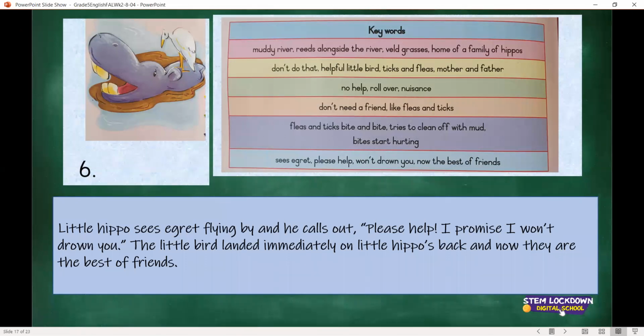Okay, I'm going to read this one more time before we go into the next one. Little Hippo sees Egret flying by and he calls out, "Please help, I promise I won't drown you." The little bird landed immediately on little Hippo's back, and now they were the best of friends. So there I have actually told you the end of the story, how it ended. This is what my story will look like when I am done.